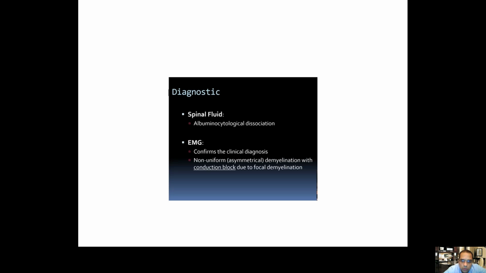To diagnose it, we have to take a sample of the cerebrospinal fluid, and we will find a very characteristic albuminocytological dissociation. So we'll find very high albumin or protein in the CSF and not too many cells in the CSF. We do the electromyogram, which is a tracing of the muscles, to confirm the clinical diagnosis, and we will find non-uniform asymmetrical demyelination with conduction block due to focal demyelination.